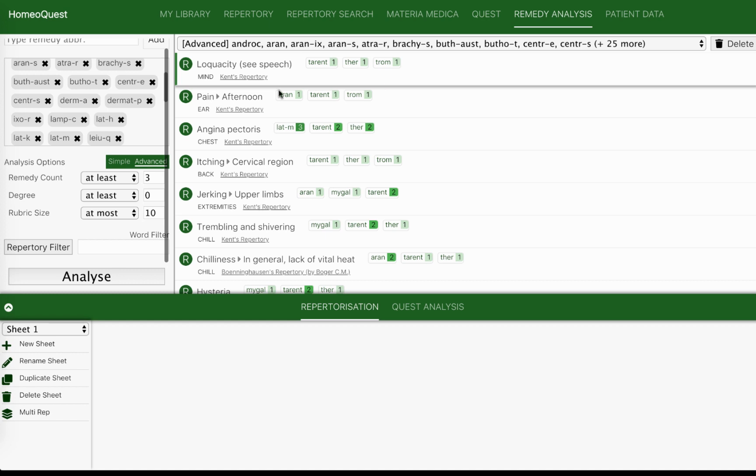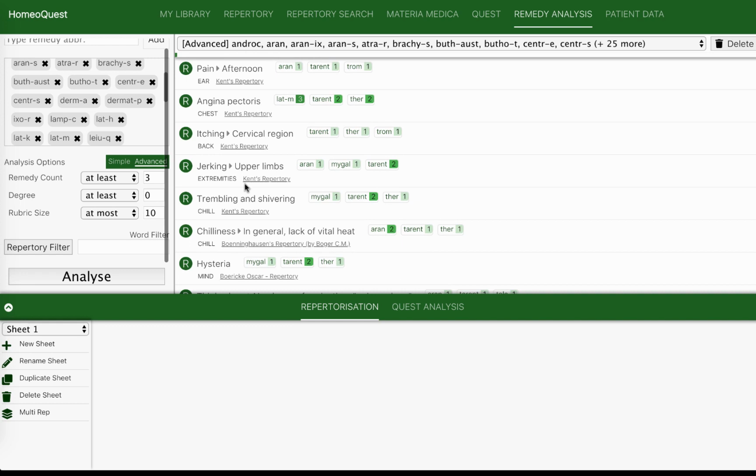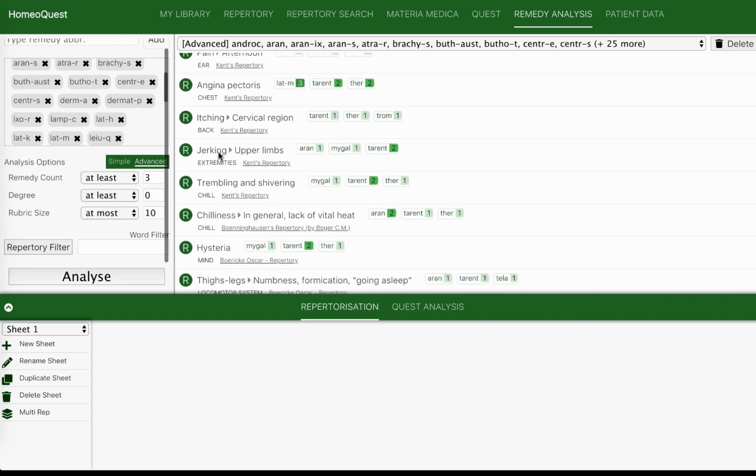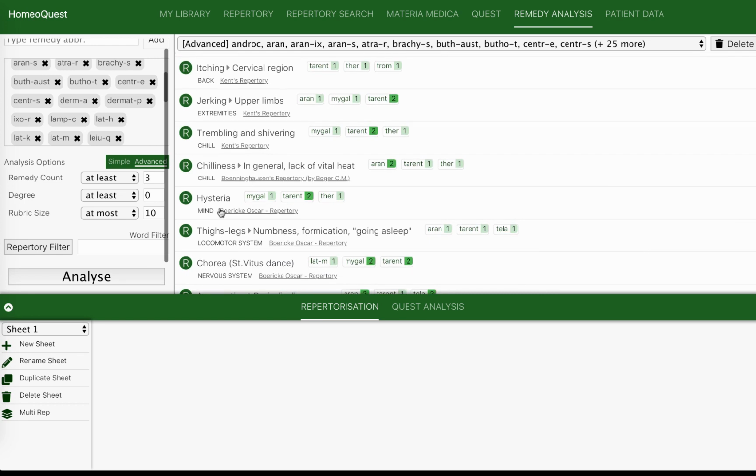Loquacity, interesting. The first is angina pectoris. I would never think of a spider remedy for a heart angina issue, but this is interesting. 3 remedies from that family. Then we have jerking, this is important. Trembling, shivering, so a lot of convulsive movements and trembling. Chilliness, it's very common, most spider remedies are chilly. Hysteria, how interesting is that? Then you have thigh and legs numbness, vomiting, going to sleep.